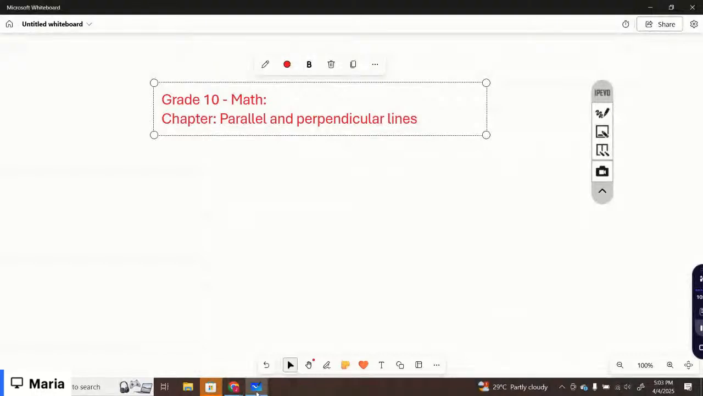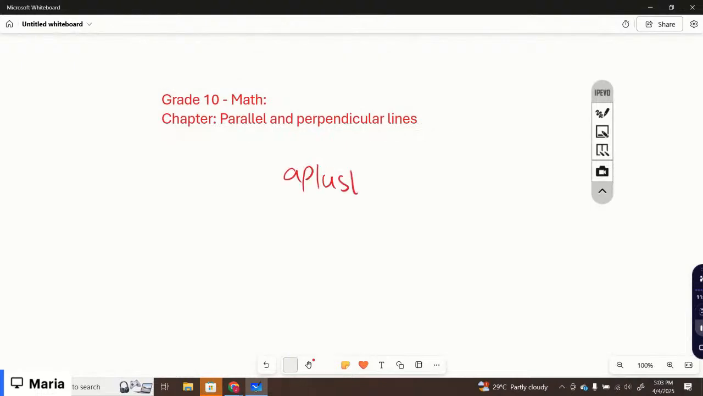We are here for grade 10 math. You can find all the lessons on aplusstudents.com. You have to log in there using your email address and password as provided by the administrators.